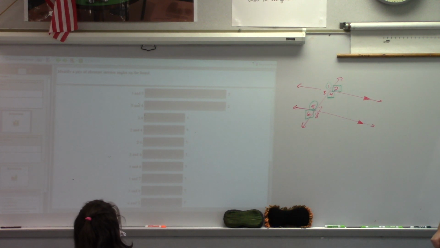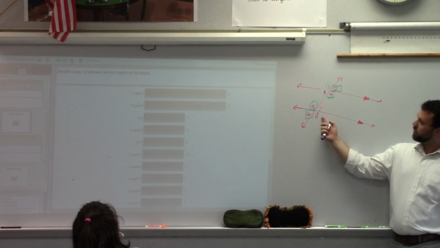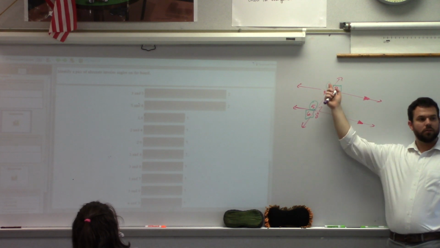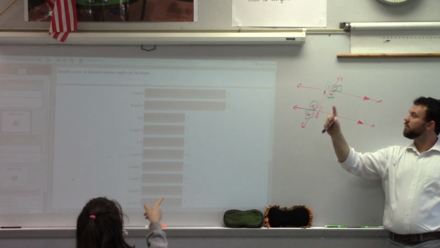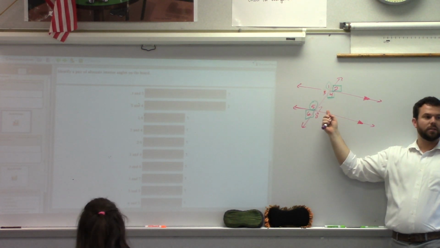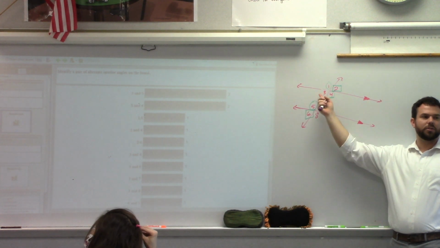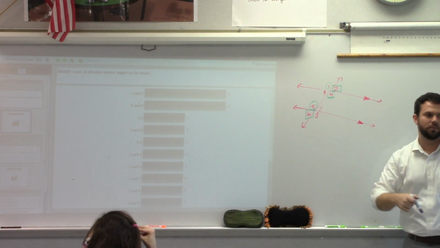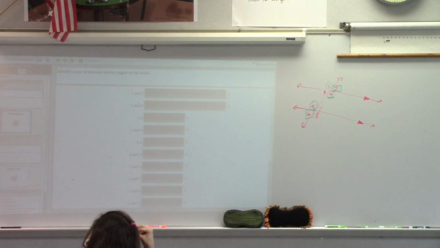8 and 1. That's alternate interior? No, 8 and 3. No. 3 and 7. Those are alternating sides of the transversal, and they're on the interior. We good with that idea? Okay, so let's look at the next one.